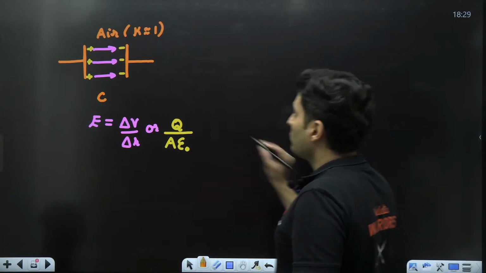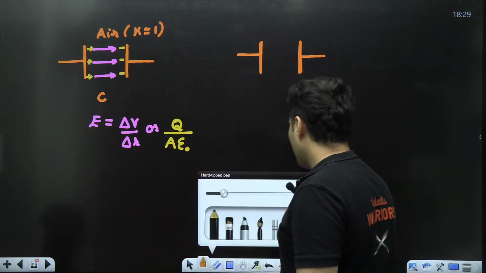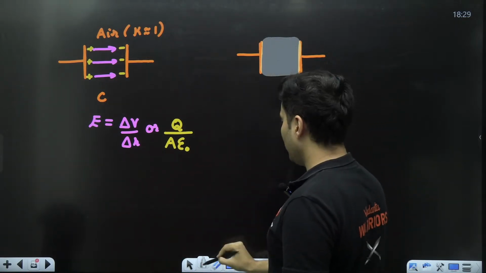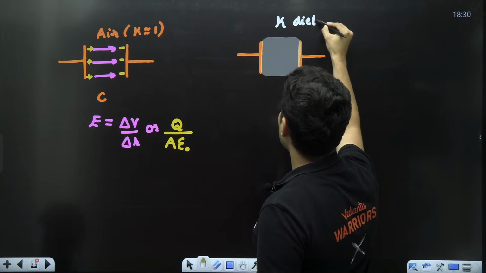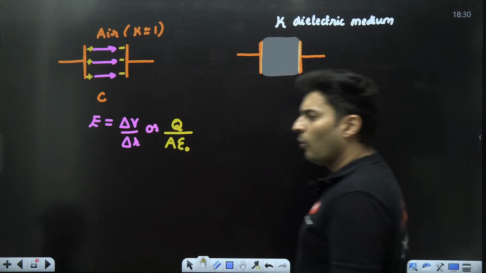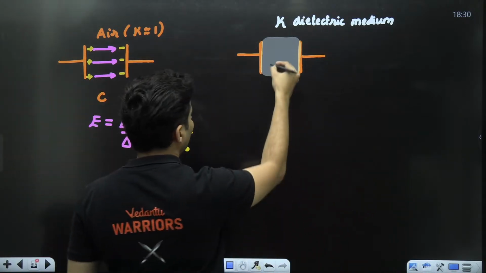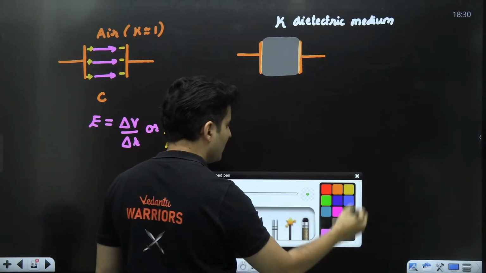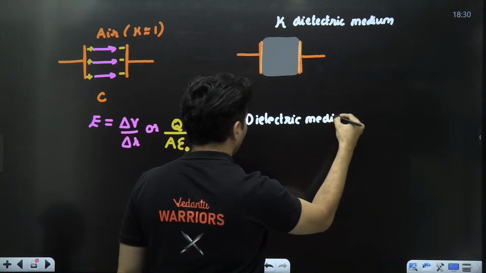Now just imagine this was a capacitor where air was filled, versus a capacitor which has some material filled between them. So there is a dielectric constant. There is a dielectric medium which is filled between the plates of the capacitor. What does a dielectric medium do? A dielectric medium ensures that whatever external field was there, it tries to reduce it. So I'll just mention over here, a dielectric medium, what does it do?